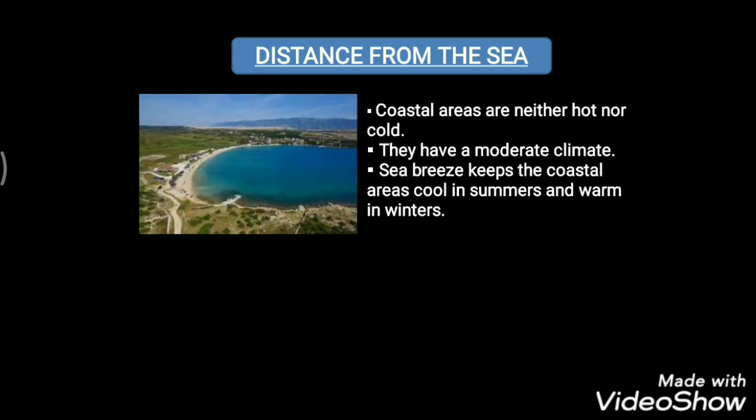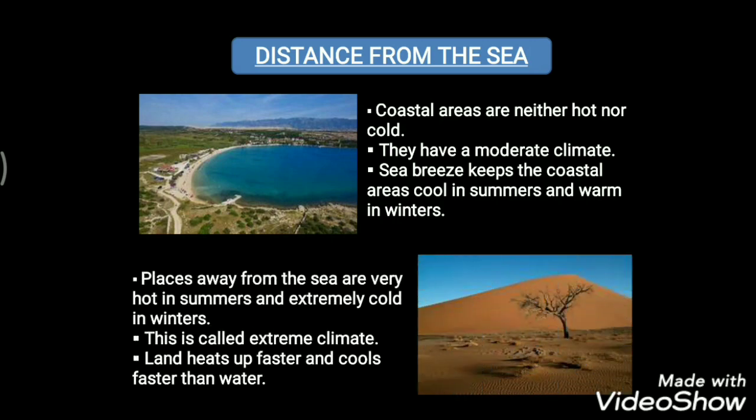Now, coastal areas are neither hot nor cold. So basically they have a moderate type of climate. Sea breeze keeps the coastal areas cool in summers, and the same sea breeze keeps them warm in the winter time. So the places that are away from the sea are very hot in summers and extremely cold in winters. This type of climate is called extreme climate.